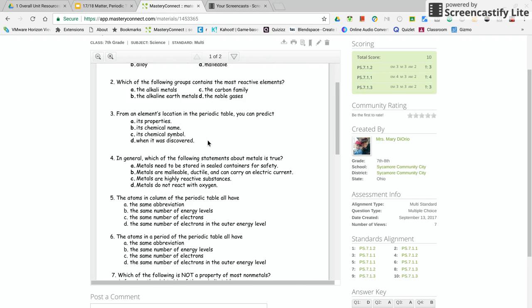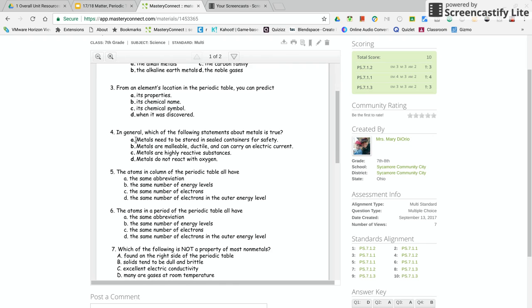Another question that we had about the properties of matter is, in general, which of the following statements about metals is true? The correct answer here is metals are malleable, which means they can be flattened into a sheet. They can be drawn into a wire, which means they are ductile, and they can carry an electric current.